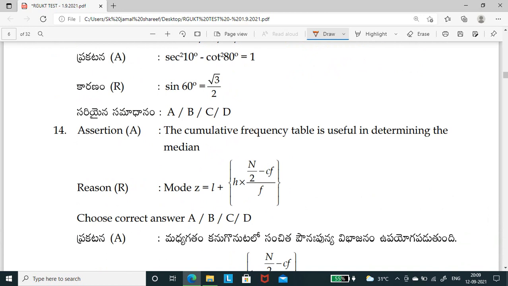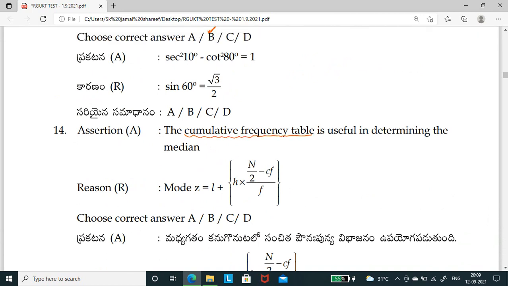Next, the cumulative frequency table is useful for determining the median. To find out the median, we will be using the cumulative frequency table. So the assertion is true. Next, mode is denoted by Z. Mode is equal to L plus, and so on. This is nothing but the formula of median. But what has he given? The reason is given as mode. So this is false and the assertion is true. Hence option C will be my answer.